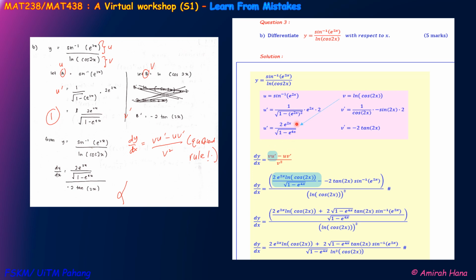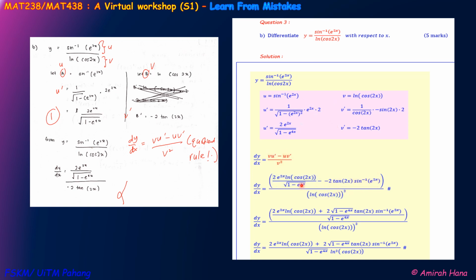2e to the power of 2x and then ln cos 2x, ni duduk di atas, and then over square root of 1 minus e to the power of 4x. And then in between here is minus, so we have minus here. And then uv prime, so kita darabkan u dengan v prime ni, so we have this. Okay, negative 2 tangent 2x inverse sin e to the power of 2x. And then over v squared. Okay. V kita adalah ln cos 2x.